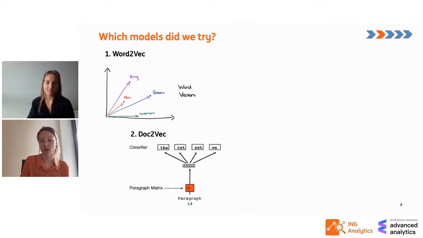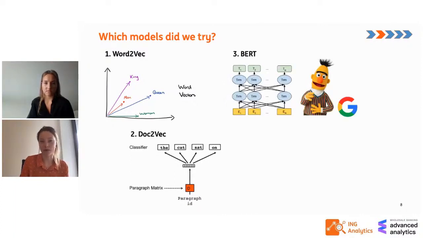Then the second model we tried is doc2vec, and as the name suggests, this model depends heavily on the previous model. But instead of creating word vectors for each word separately and taking the average afterwards, we create one representation for the entire feedback response. And this is done by the introduction of a document ID, from which we try to predict the words. And we use this document ID as the representation of our feedback response.